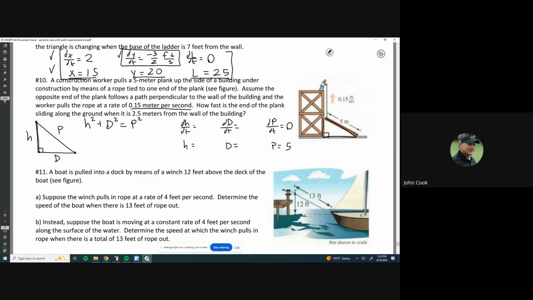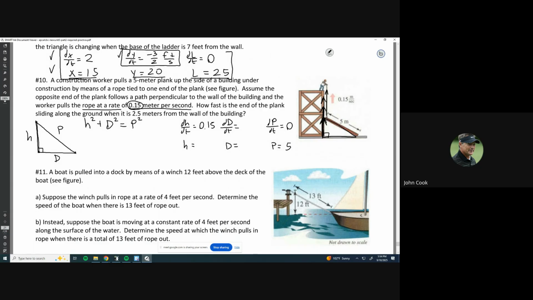All right, so let's try and fill in some of these blanks that we have. The plank is 5 meters. We know that. The 0.15 meter per second, it says that's for when... What does it say? Assume that the opposite end of the plank follows a path perpendicular to the wall of the building, and the worker pulls the rope at a rate of 0.15. So if the worker's pulling the rope that way, that means it's this direction, the dH/dt that they're talking about, and H keeps increasing as the worker keeps pulling it up. So that means it's going to be a positive 0.15.